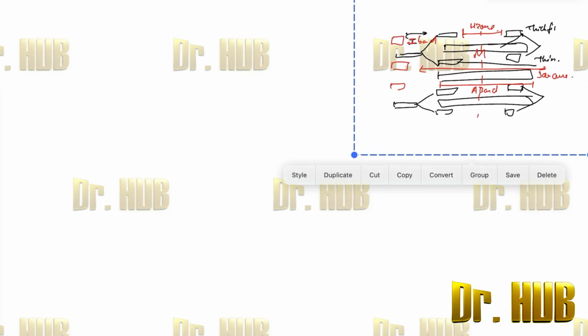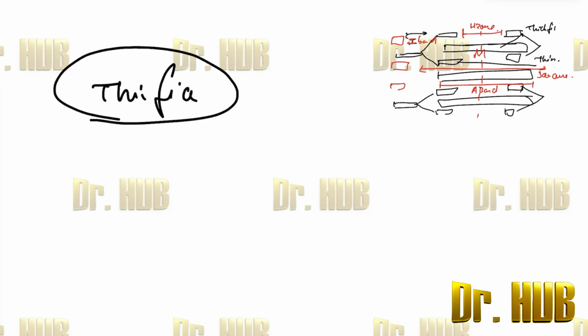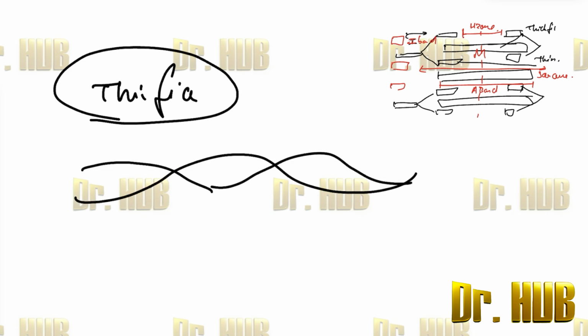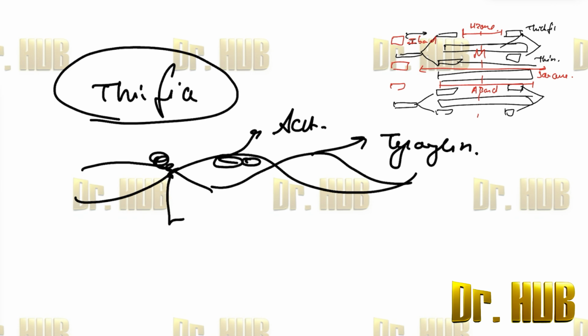Here, the other diagrams we need to know are about the thick filament and the thin filament. Talking about the thin filament, there are some structures we need to know. They are actin, tropomyosin, and also troponin. So these are the structures we need to know.